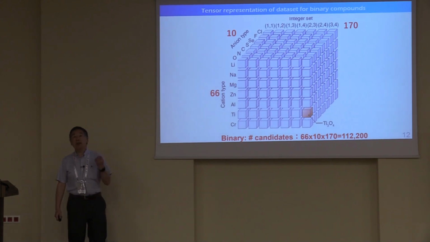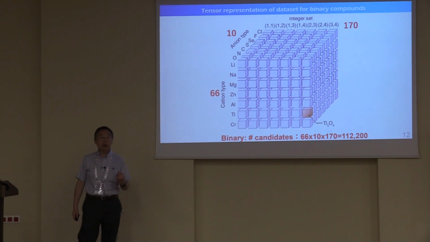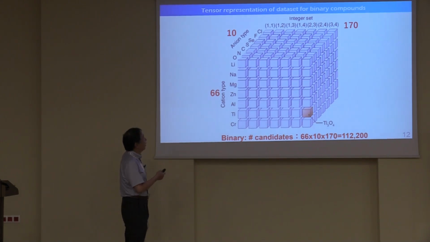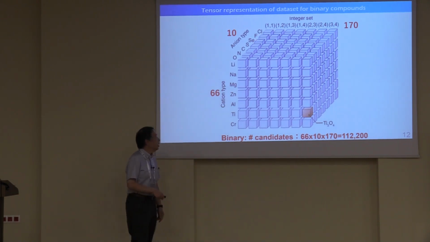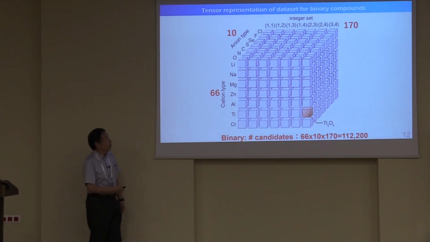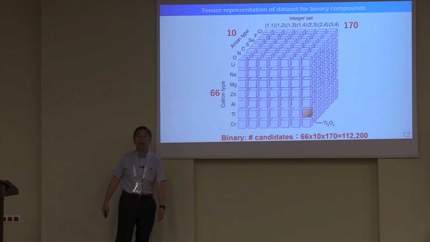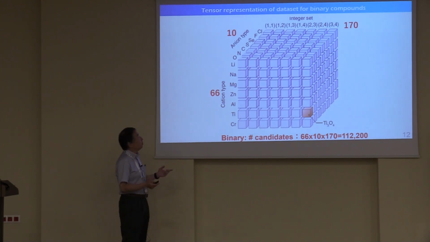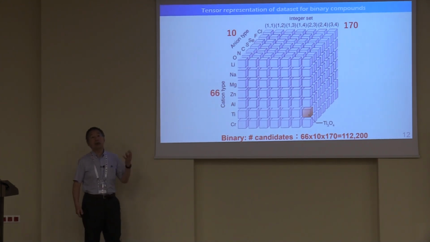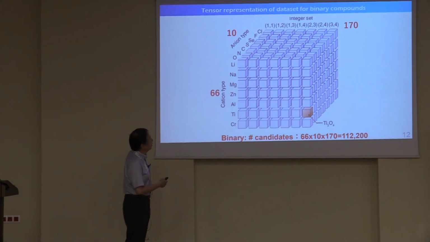Instead of using the latent matrix, we will use a tensor. The tensor is composed of cation type, anion type, and integer set in this case. This is for the binary case. Binary materials contain less than 1 million, just 110,000. But this is a third order tensor. If you increase the number of elements, it becomes a fourth order, fifth order tensor, which is not easy to show graphically. So allow me to explain with the binary system.